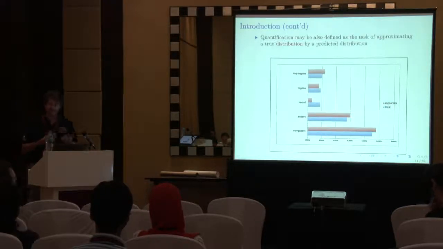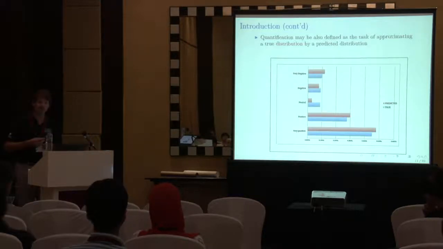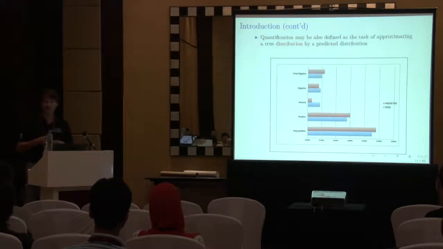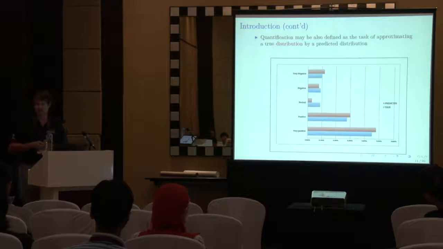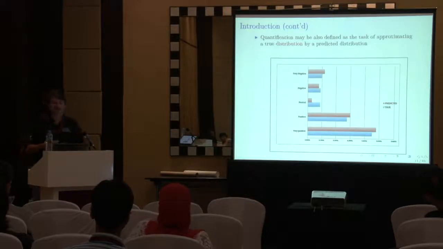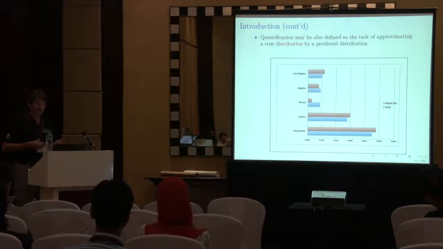You might have realized by my presentation of this that quantification may also be defined as the task of approximating a true distribution across different classes by means of a predicted distribution. So here we have a histogram where the blue bars actually display the percentages. Take, say, a set of product reviews. They are distributed across very negative, negative, neutral, positive, and very positive.